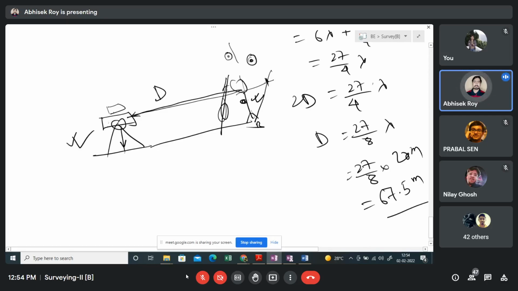This centering and leveling of these things obviously will be there. You have to do that part. But we are not discussing that part because that is exactly similar to the theodolite. And that is why it is always said that if you know the theodolite, knowing the total station is very easy. Okay. So is there any question? Otherwise, we are done for today.